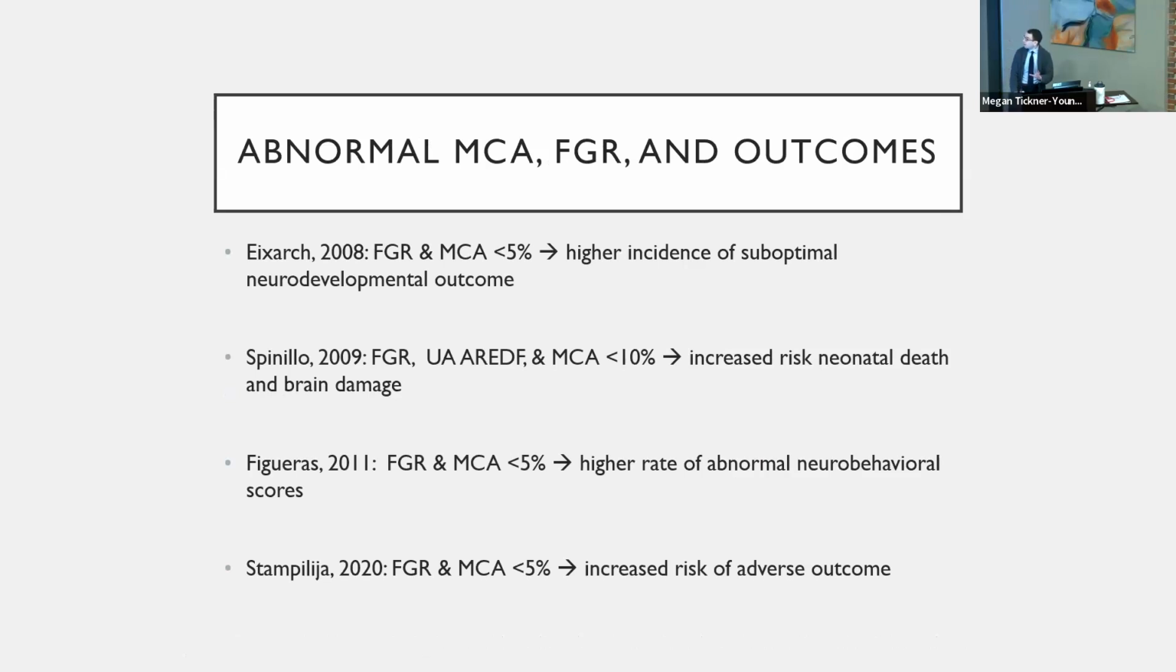This is a lot of text, but the gist of it is that there's a wealth of data that really shows that abnormal MCA is linked to poor neonatal outcomes in the setting of growth restriction. One thing to consider with this, though, is whether this is just an example of cerebral redistribution of blood flow and representation of the severity of growth restriction, or an independent risk factor for adverse outcomes, or both.